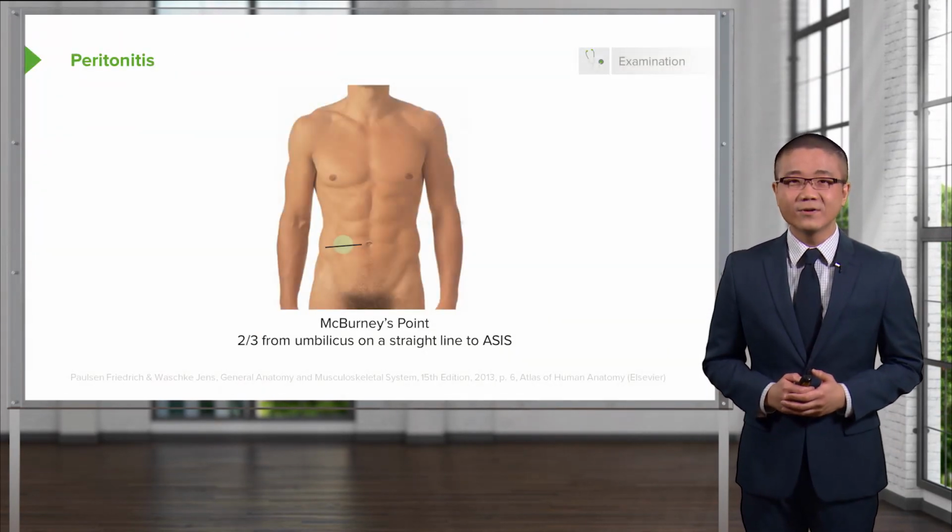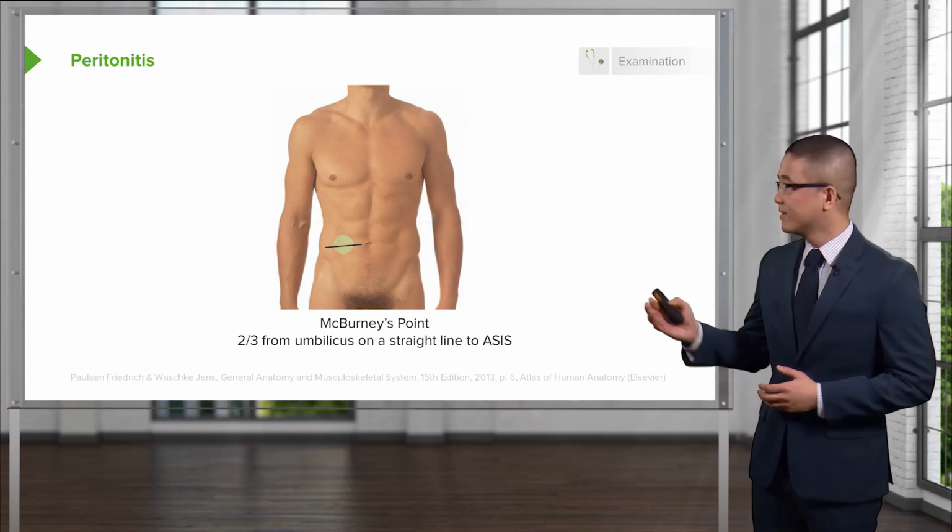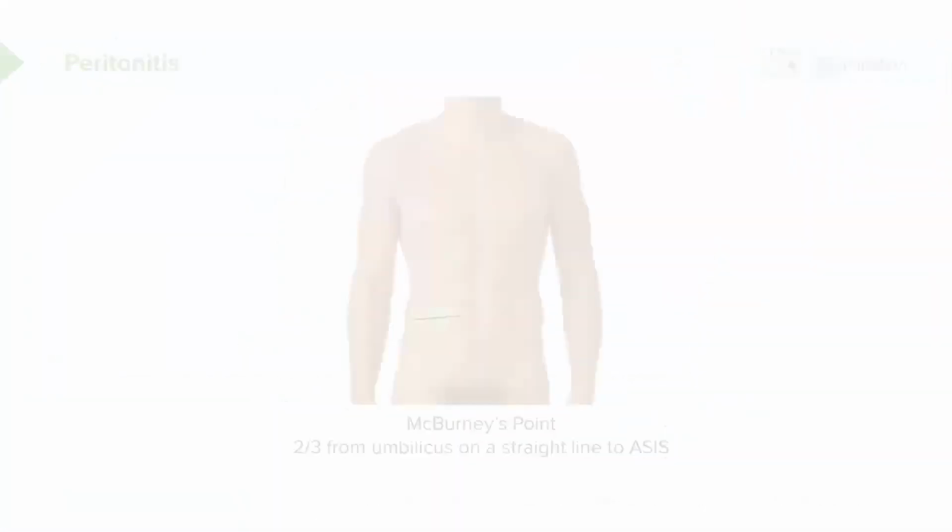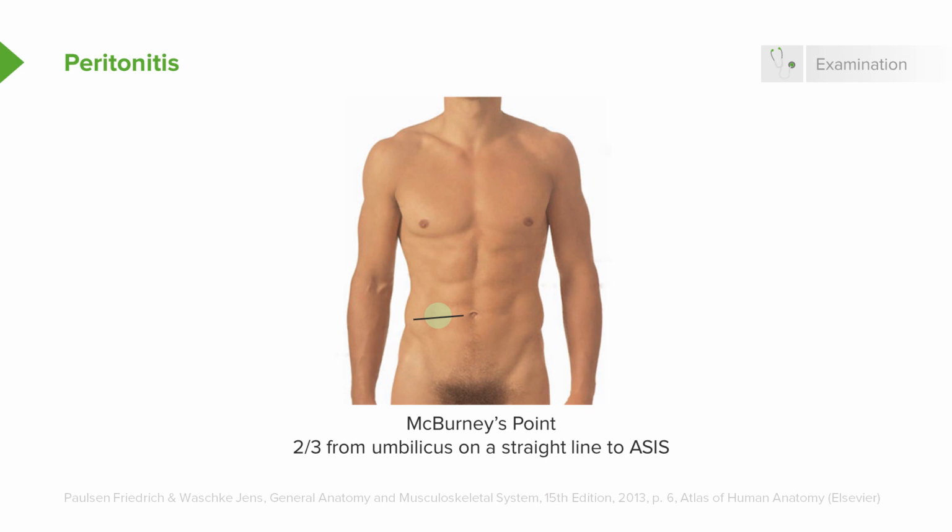Let's discuss the McBurney's point. The McBurney's point, as you see on this image, is defined as a point 2/3 distance from the umbilicus on a straight line towards the anterior superior iliac spine. Peritonitis at the McBurney's point is what causes the right lower quadrant tenderness classically associated with appendicitis.